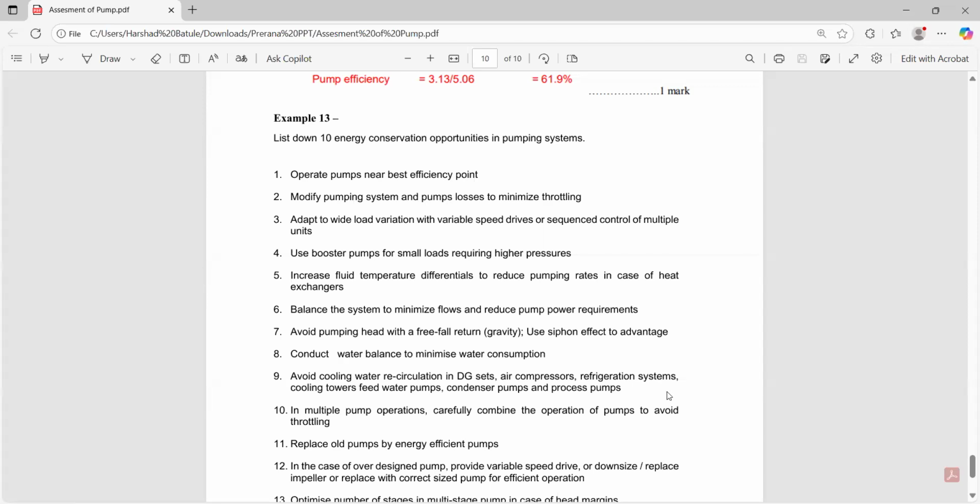In multiple pump operations, carefully combine the operation of pumps to avoid throttling. Means during parallel operation, you need to be careful that all pumps are of similar capacity, similar head, and similar specifications. Replace old pumps with energy efficient pumps. You can see that between a 45% efficiency pump and a 60% efficiency pump, a 15% saving can be achieved from old pump to new pump.